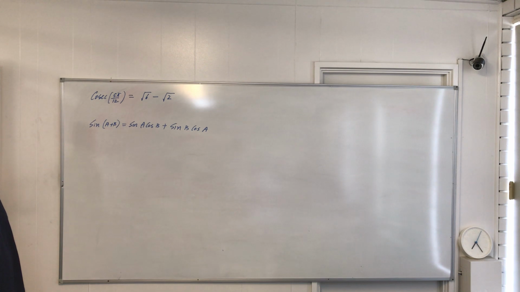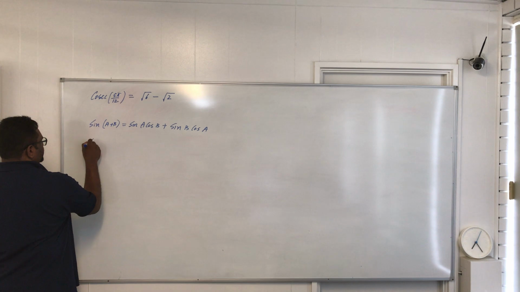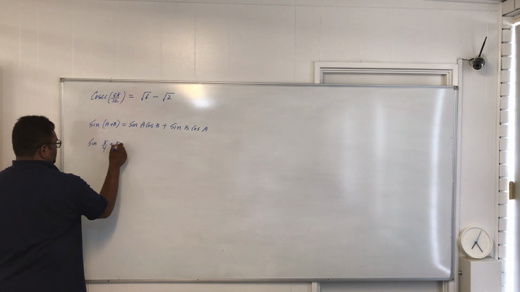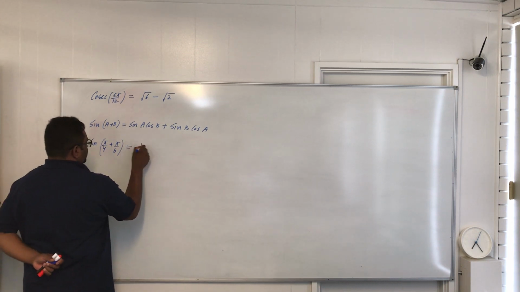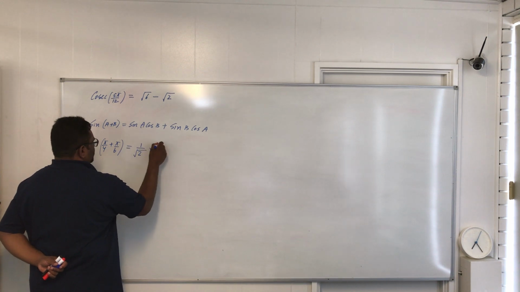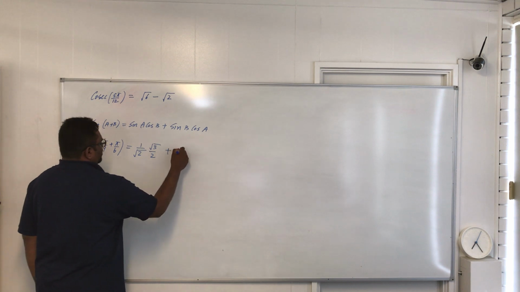Then what is A and B? So split pi into pi on 4 plus pi on 6, and then you can solve it. So that means sine of pi over 4 plus pi over 6. So sine pi over 4 is 1 divided by square root 2. Cos 30 is equal to square root 3 divided by 2. Sine 30 would be half.